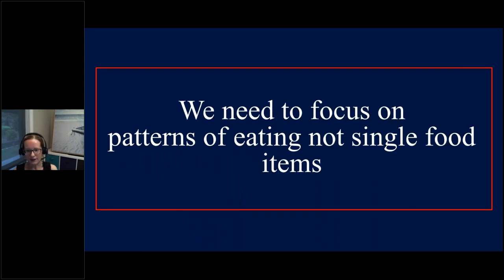And the other thing that I need to stress again, which you're probably quite sick of me saying by now, is that we're looking at a focus on patterns of eating. We're not looking at targeting single foods. We're not looking at bad foods versus good foods. We're looking at how can you eat overall in a way that is beneficial for you and your lifestyle.